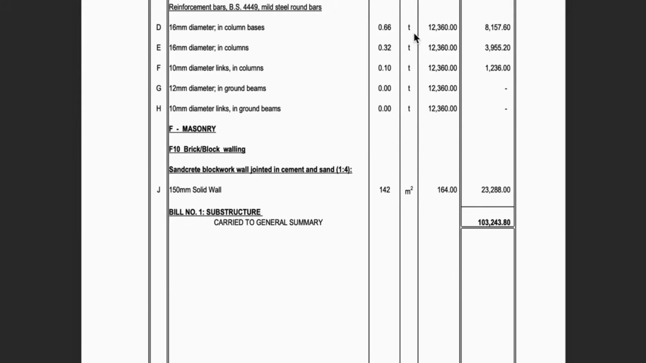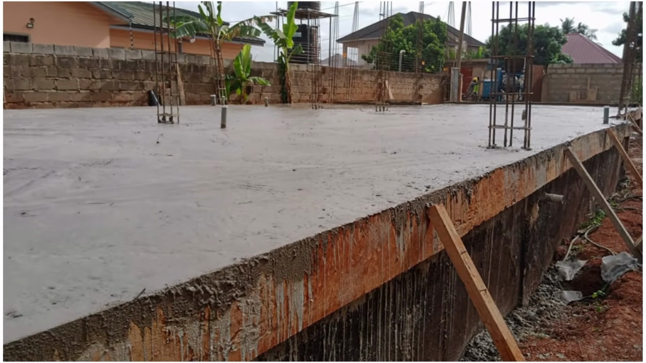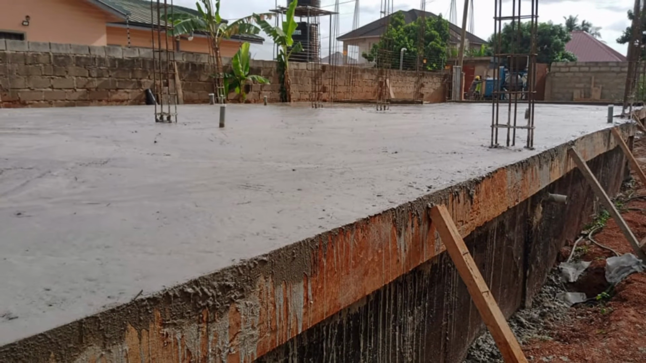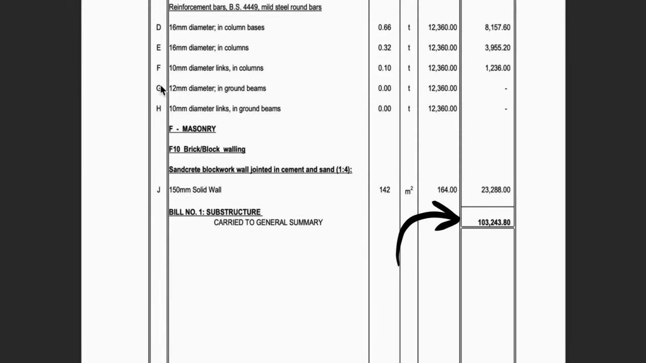The final part of the quotation is the masonry, which is the blockwork. And we are talking about 150 millimeter solid block walls. The total area that it will be covering is 142 square meters around the foundation and in between. So overall, the total substructure, which includes the foundation, the initial quote was, and this was in 2023, so that landed us at 103,000.